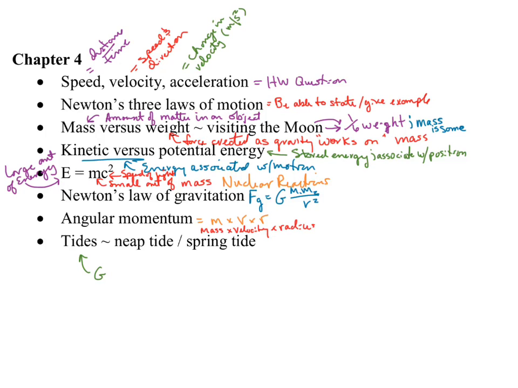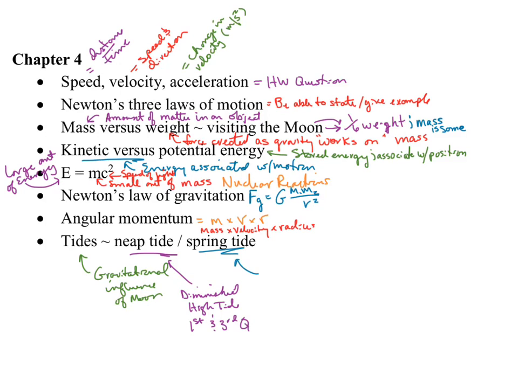And then actually, I think the whole thing about tides, you also had a homework problem here. Okay, so tides are created by the gravitational pull of the moon. The neap tides are the diminished tide that happens at the quarters. And the spring tide is the unusually high tide that happens at full and new moon.